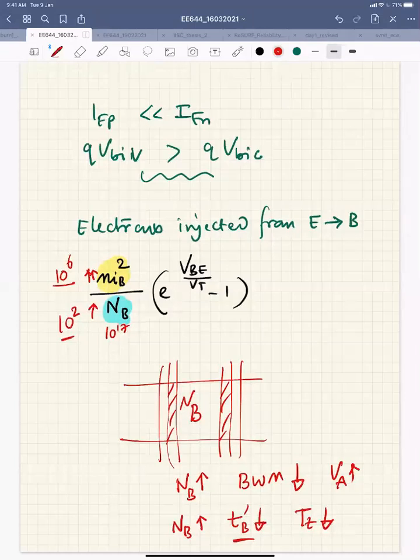In the last class, or the class before, we discussed transit frequency, FT. If your base transit time is reducing, your transit frequency will increase, which means you could operate your transistor at high frequency. That's the reason HBTs are mostly used when you're talking about terahertz applications, meaning circuits operating in terahertz. Your CMOS transistor cannot support that kind of high frequency, so people are using HBTs. These are a few benefits.